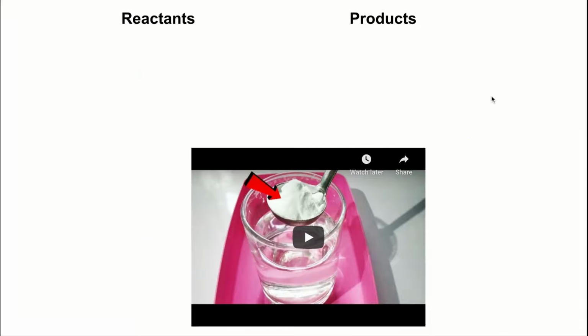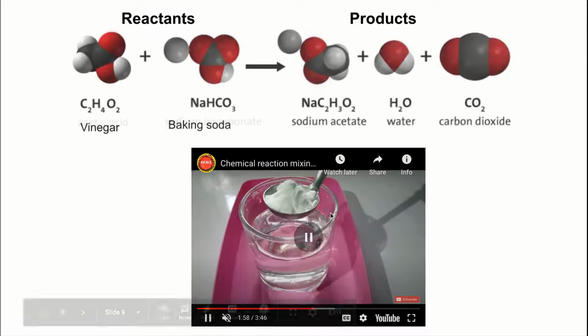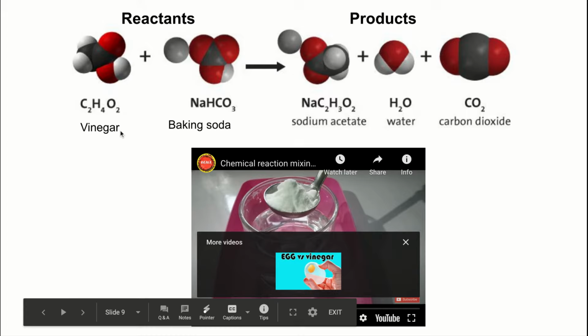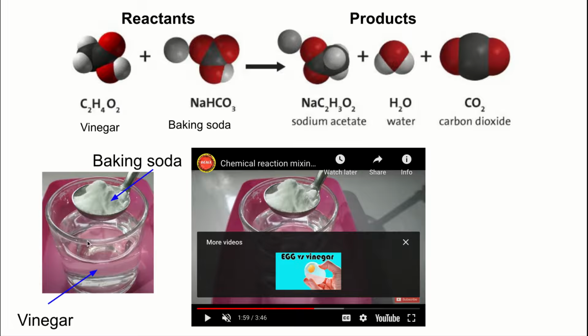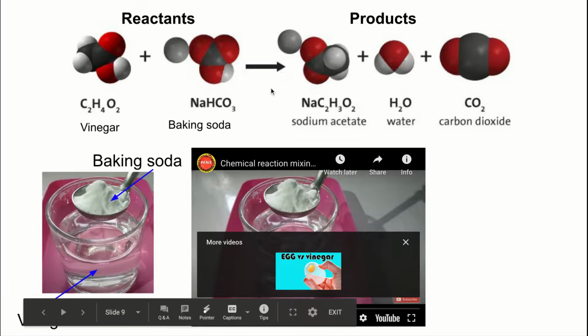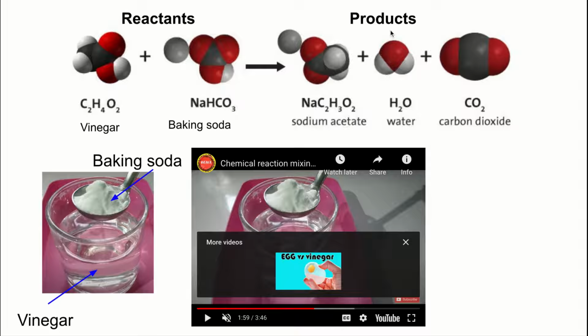And let me bring these two concepts together, chemical reactions and energy transfers, with a really cool chemical reaction that you're probably familiar with. This chemical reaction is what happens when we mix vinegar and baking soda together. So feel free to record this in your notebook. We set up our reactants on the left and our products on the right. Our reactants, our starting materials, are vinegar and baking soda, and they look like this: vinegar, our clear liquid, baking soda, our white powder.